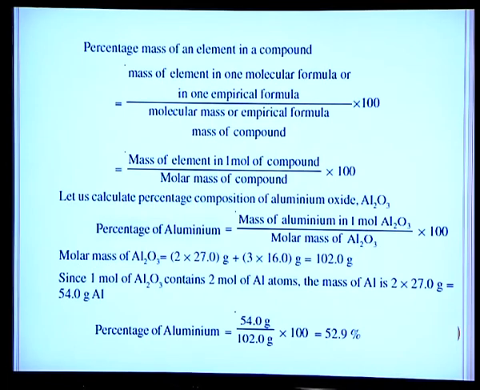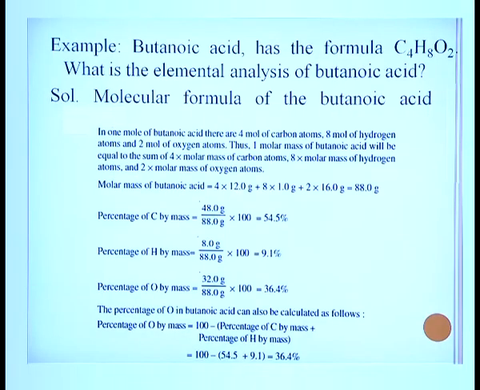Percentage of aluminum will be 54 gram divided by 102 into 100, you will get 52.9%. Now, for example, you can take butanoic acid, which has the formula C4H8O2. What is the elemental analysis of butanoic acid? Now, you can take the solution.